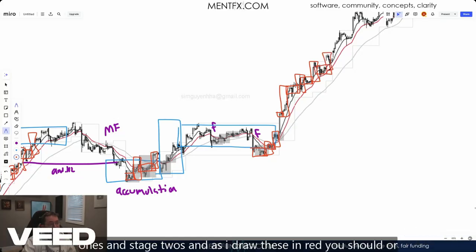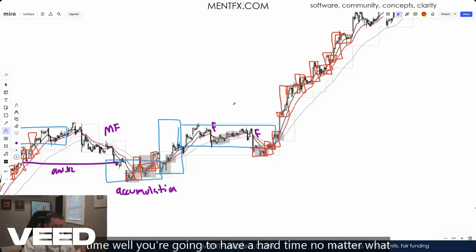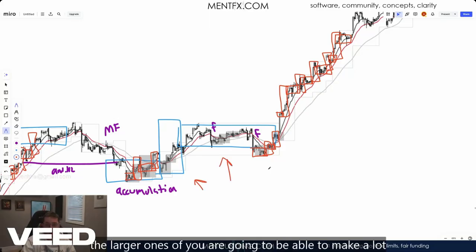And as I draw these in red, some of you might notice that some of you are going to want to build systems around trading specific MBs within a delivering trend. Some of you are going to have a hard time, well, you're going to have a hard time no matter what. But some of you are going to have a very hard time with finding edge and trading these stage 1s and 2s, the larger ones.